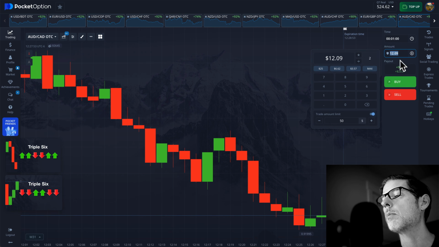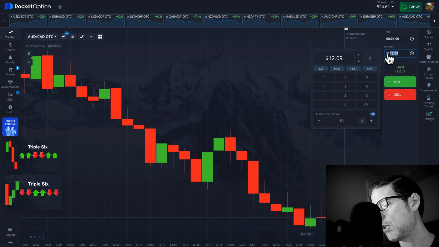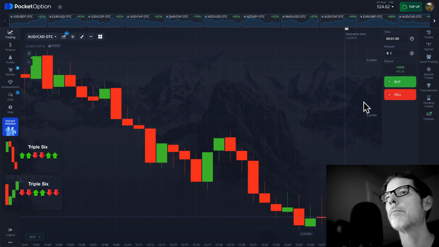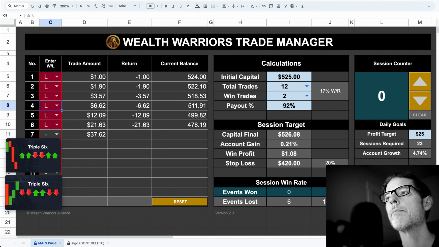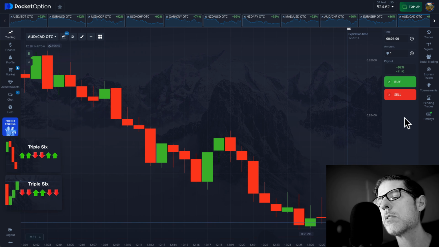And what I'll do is probably take this down. Let's go back to $1. I'll just put this back to $1 because that's pretty much where we are here. I could change my initial capital. I'm going to keep that at $5.25, even though it's not exactly $5.25. But I'll just keep it at $1. And let's see how the results are for the next few sessions.